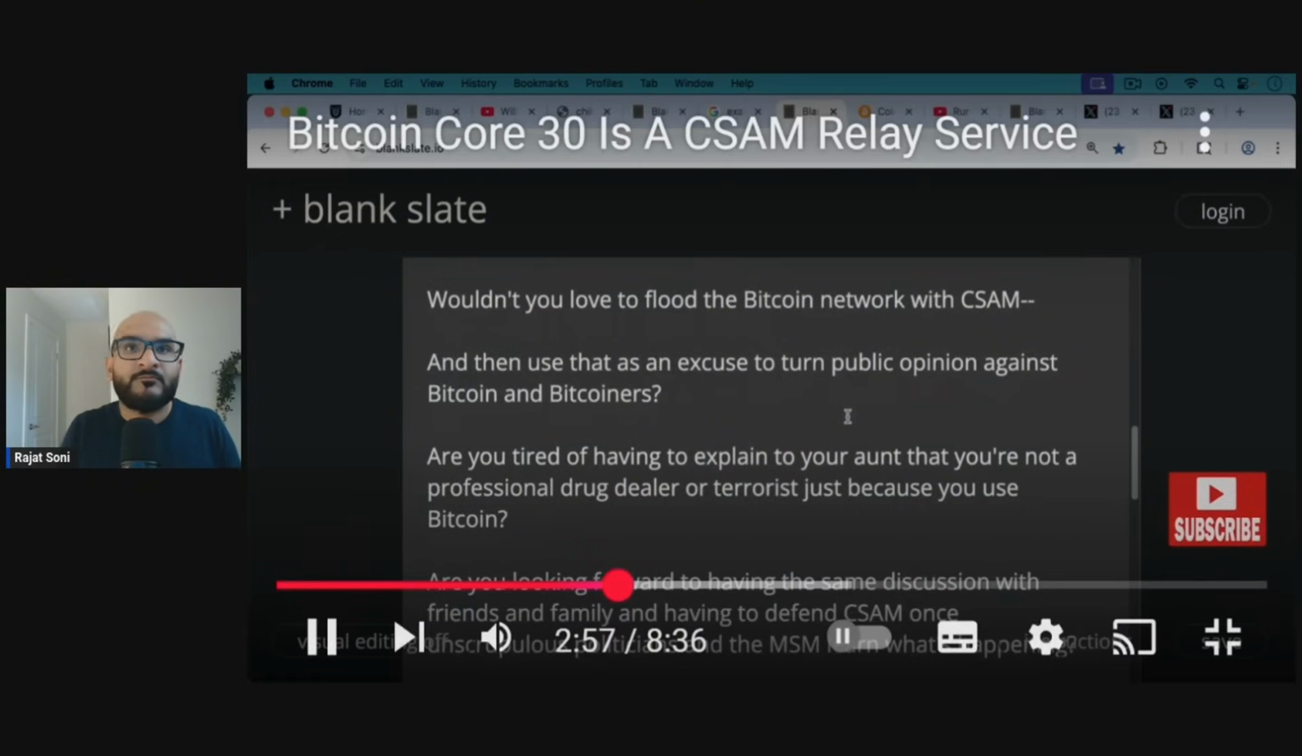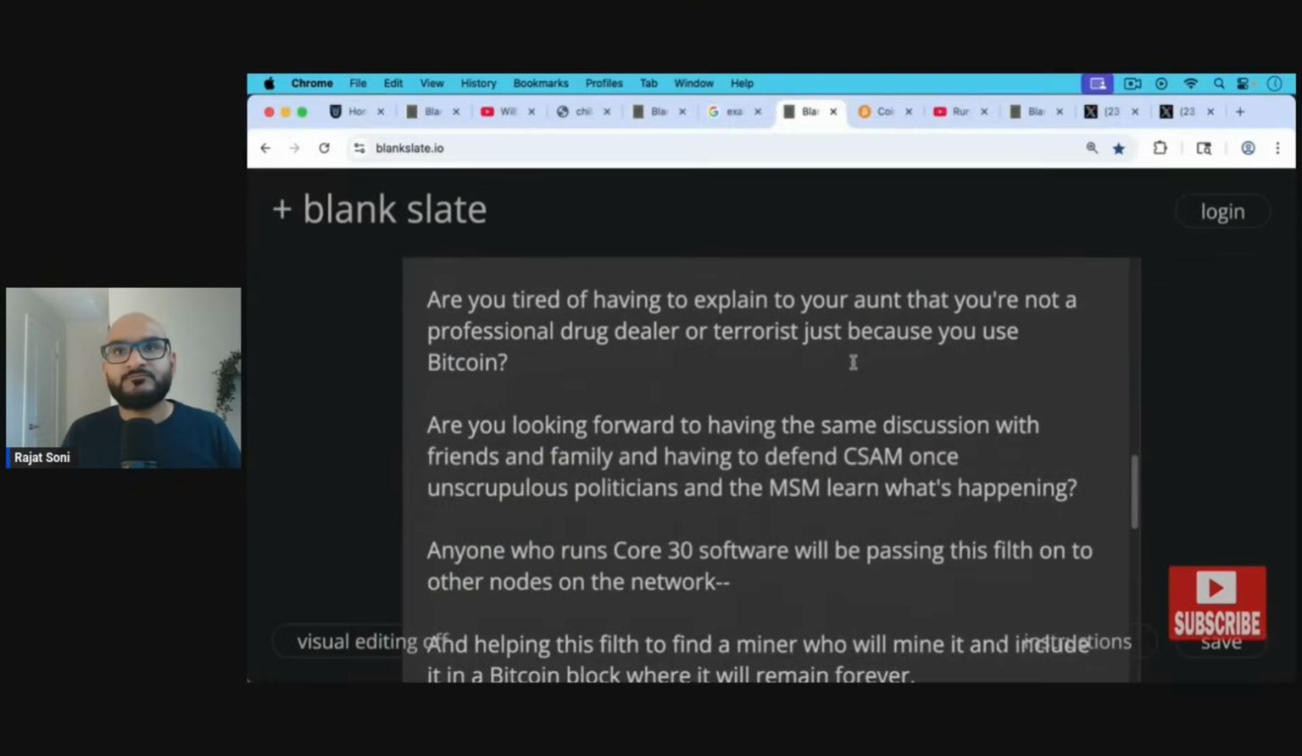Are you looking forward to having the same discussion with friends and family and having to defend CSAM once unscrupulous politicians and the mainstream media learn what's been happening? Why would you even give this an opportunity to happen? Why would you give somebody the opportunity to put CSAM, all these pictures, all this inappropriate media on your computer when you don't have to, when you can just not run Bitcoin Core 30?